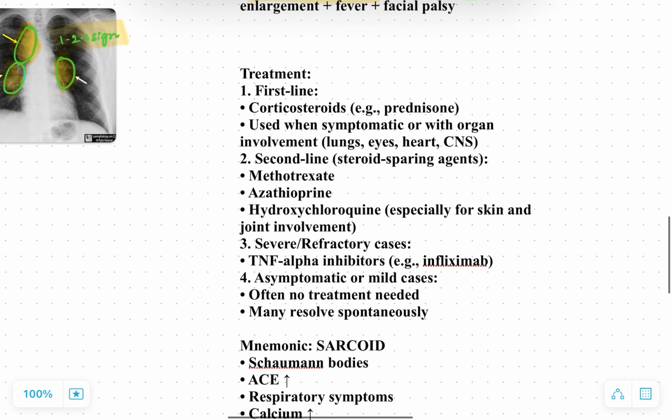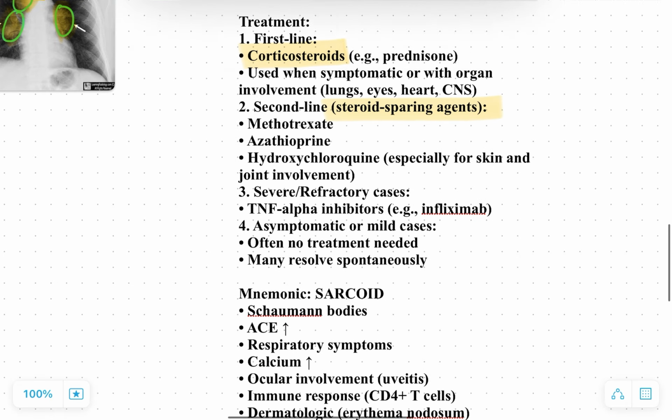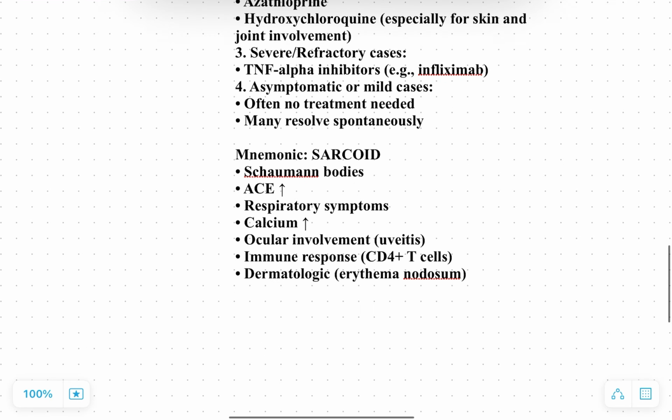So the first line treatment is corticosteroids, which we give when the patient is symptomatic or any organ involvement is seen. When the patient is not able to use steroids or steroids are not working, you can use steroid sparing agents like methotrexate, azathioprine, hydroxychloroquine, and in refractory cases TNF alpha inhibitors like infliximab. Many cases, if asymptomatic, may resolve spontaneously.